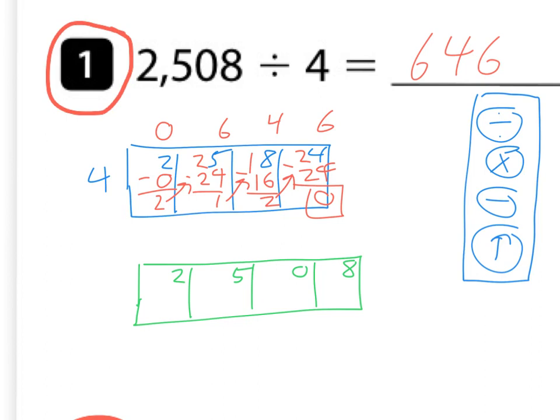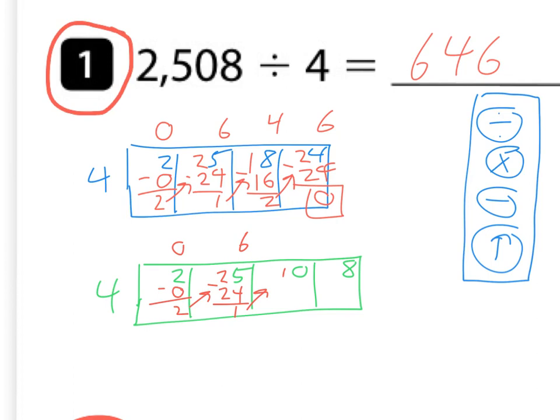Alright, and then our divisor is 4. Alright, so how many times does 4 go into 2? 0 times. 0 times 4 is 0. Subtract, bring up. So how many times does 4 go into 25? 6 times 4 is 24. 25 minus 24 is 1. Start the whole process over.